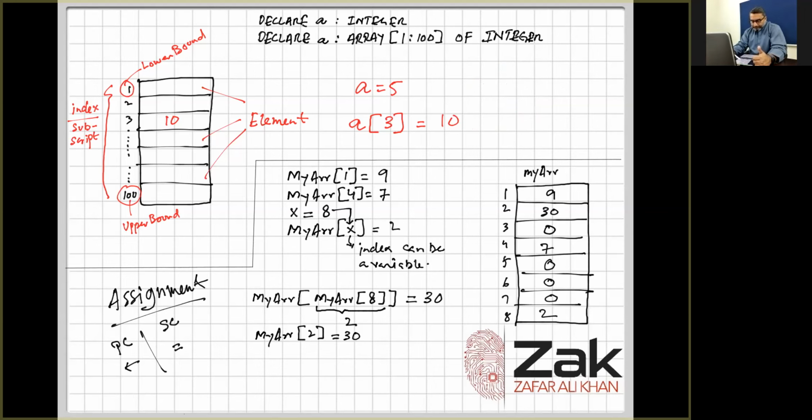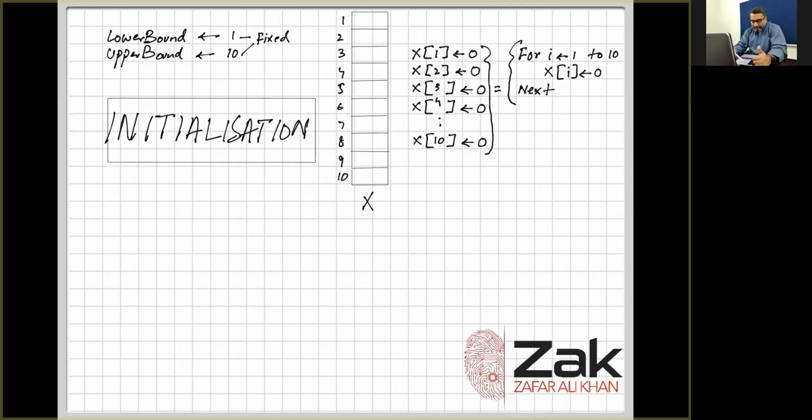Now, further we go, initialization. So we have this array, we want to initialize it. The simple rule says that if it is an integer, we want to assign a value of 0 to every element. So we have two ways. If we have, like, these 10, we can write X[1] = 0. X is the name of this array. X[2] = 0, X[3] = 0. But what if it is 100 or 1000 elements in there? We cannot write as many lines. So for that, the best thing is to use a FOR...NEXT loop. So FOR I as an index = 1 TO 10, X[I] = 0.